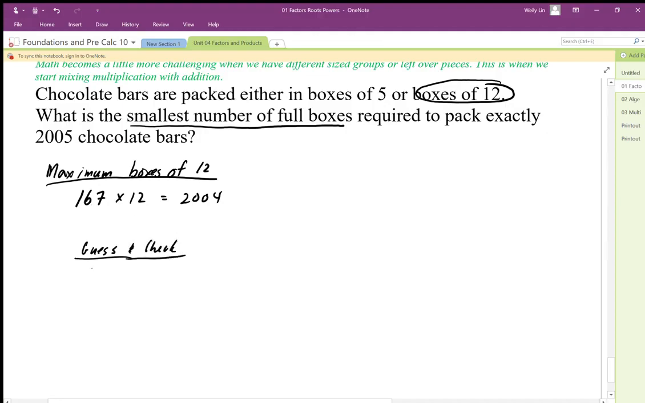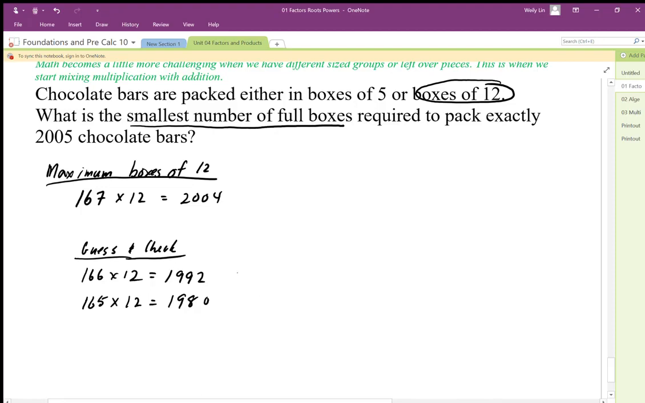I can't have 167, so I'm going to guess 166. And I need a leftover amount that is divisible by 5, or a multiple of 5. So 166 times 12 is going to give me 1992. That's not divisible by 5, and we know that divisibility by 5 means the number must end in 5 or 0. So then we're going to test 165. That's going to give me 1980.